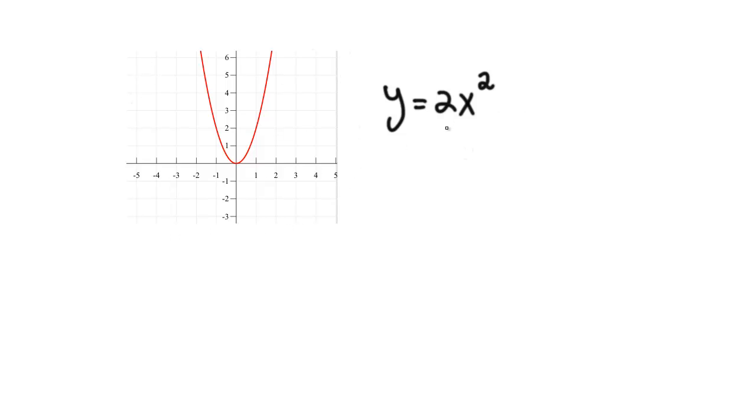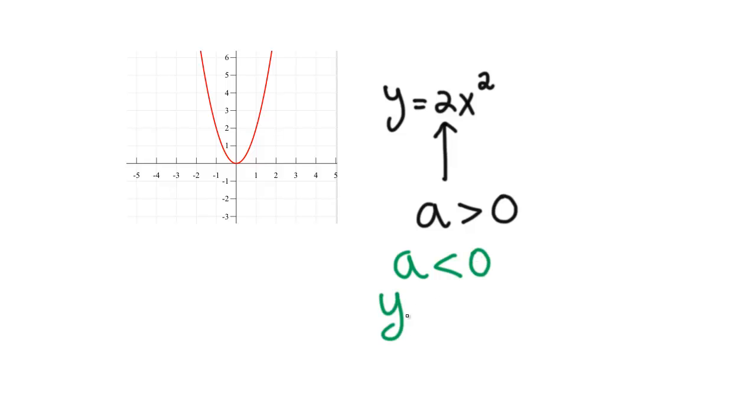Now you notice that if a, which is the coefficient of x squared, is positive or greater than 0, then the parabola opens upward, just like this here. However, if you have a less than 0, for example, let's say you have this quadratic function y equals negative 2x squared, then on the graph over here, the parabola opens downward. So it'll look something like this.